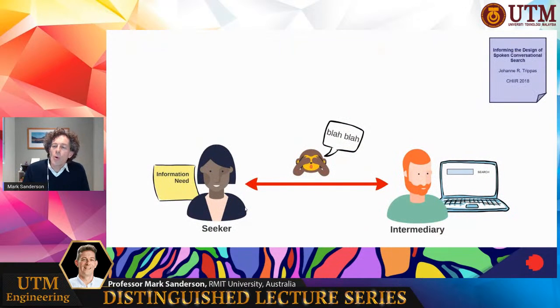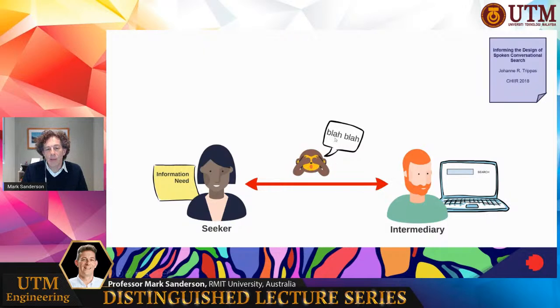Let me tell you about the first couple of pieces of work, because they really go back to the start of conversations. Johanna decided that in order to understand conversations, we actually need to study them. And so she set up a very interesting experimental methodology. She recruited sets of people and put them into pairs. She had one person who was a seeker, who was given an information need, and one person who was an intermediary. And the intermediary had a computer. He had a keyboard, he had a mouse, and he could work with that particular device.